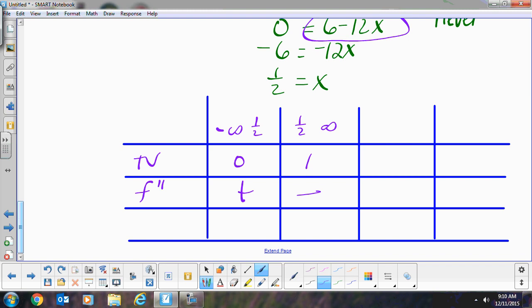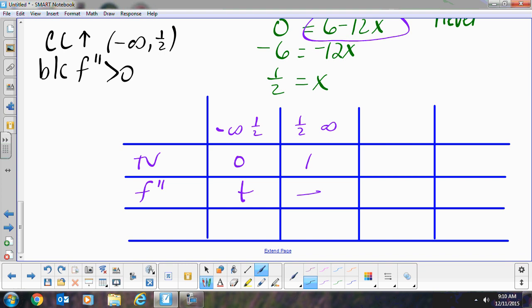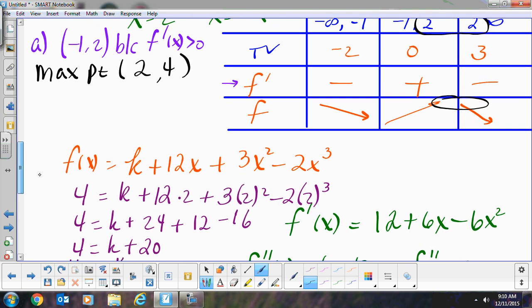They want to know, where is the function concave up? Do we have enough information to answer this question, JP? Okay, where is it? Why? Because f double prime is greater than 0. All right. Now, the last part, notice they put that at D. They should have put that probably at B.